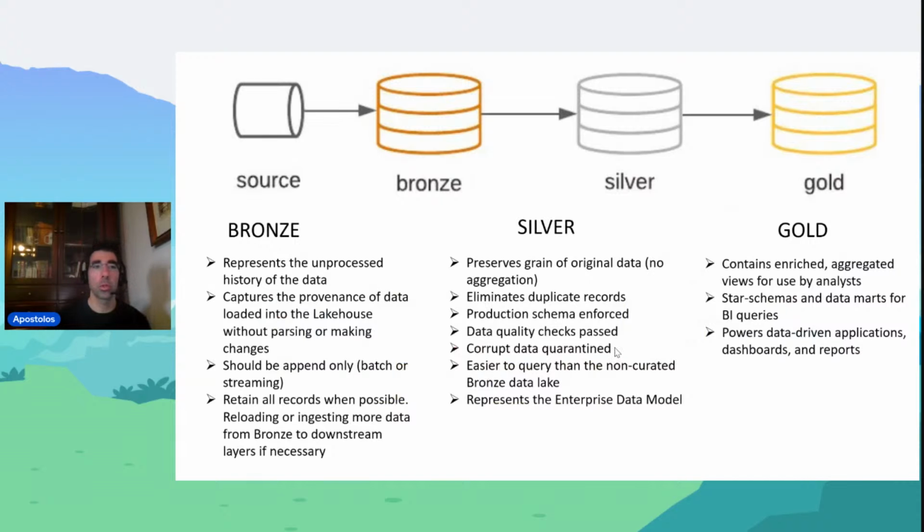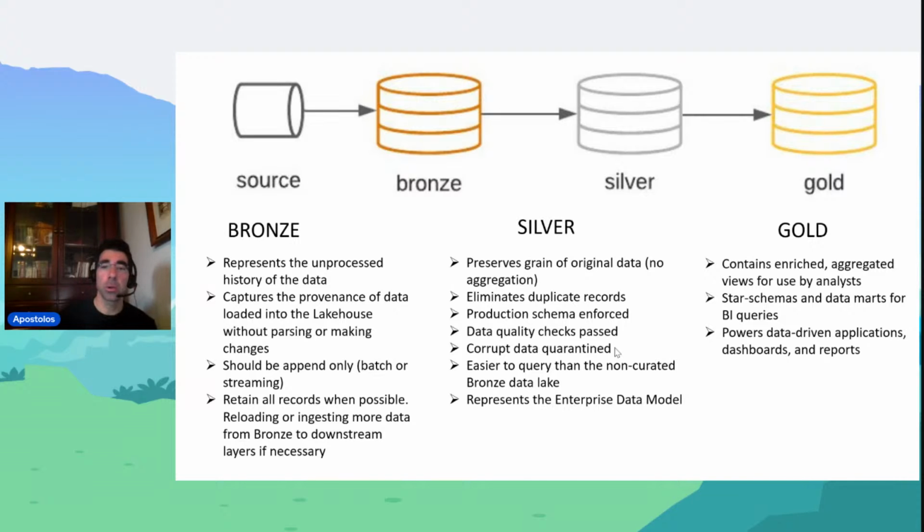On a more detailed level, we can say that the bronze layer represents the unprocessed history of the data. We capture the provenance of the data without parsing or making any changes. It should be append only, whether it's batch or streaming, and we try to, as we said, retain as much data as possible to keep as much history as we can.